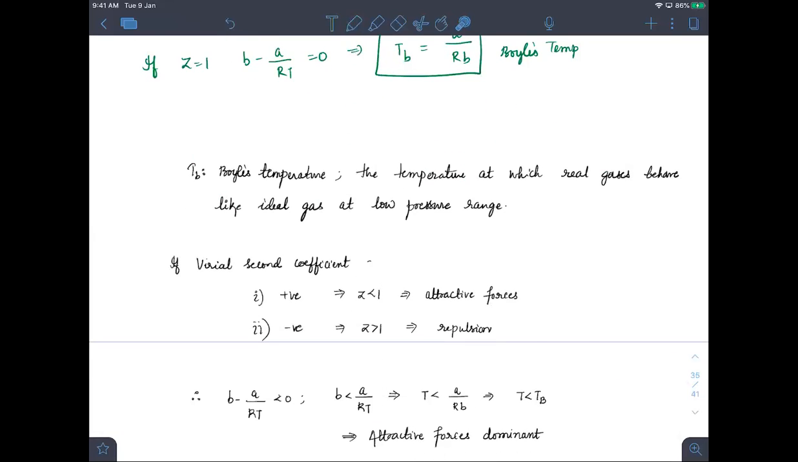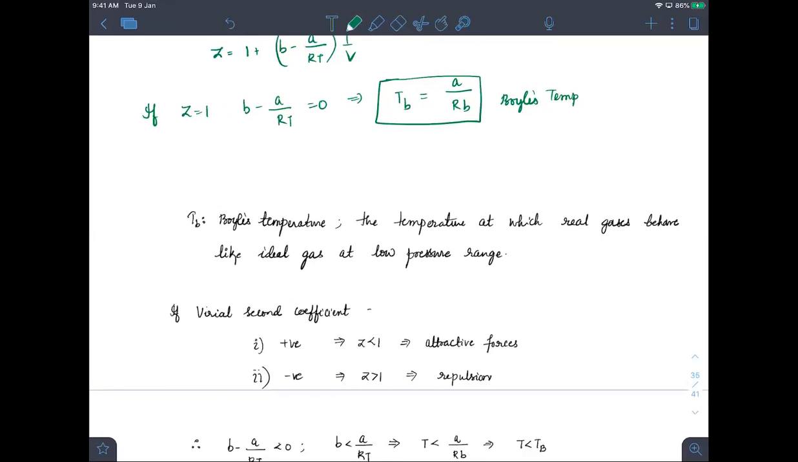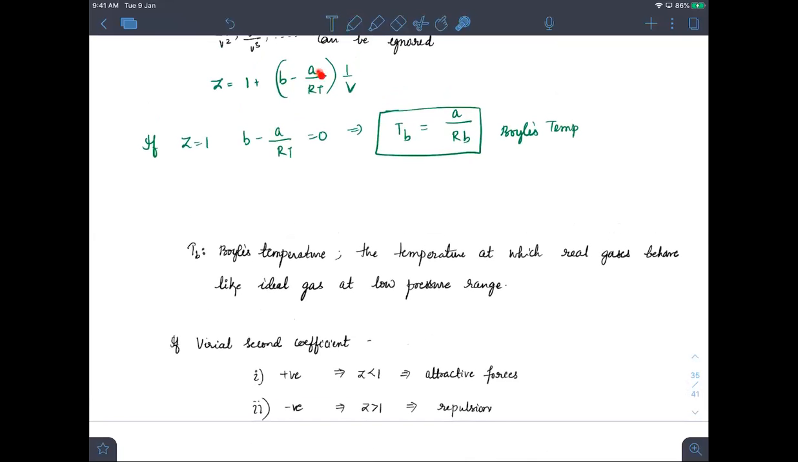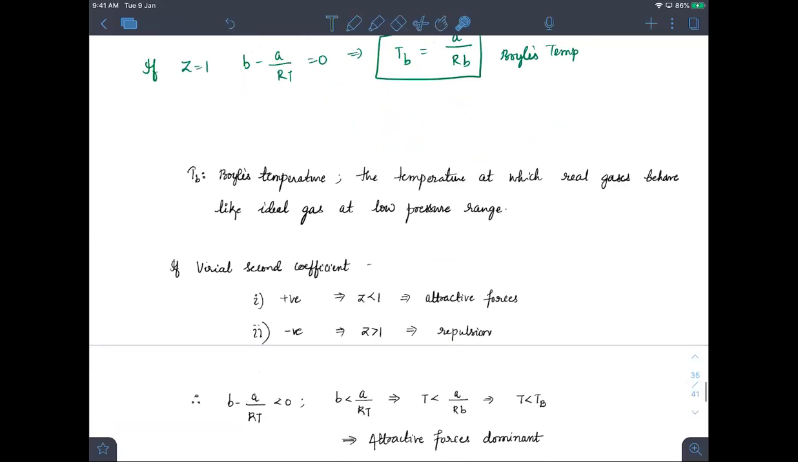What if the second virial coefficient is positive, which means Z is less than 1? So if Z is less than 1, this value b minus a by RT would be greater than 1, because if you check out this 1 to the other side, then b minus a by RT will be greater than 1. So here I will say that b minus a by RT, if Z is less than 1, then that would be, sorry, less than 1 only.